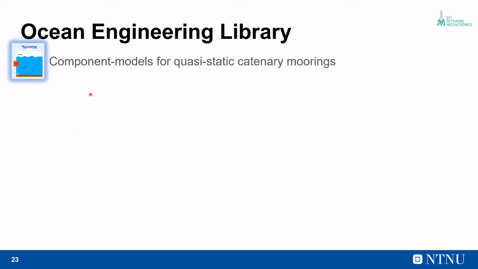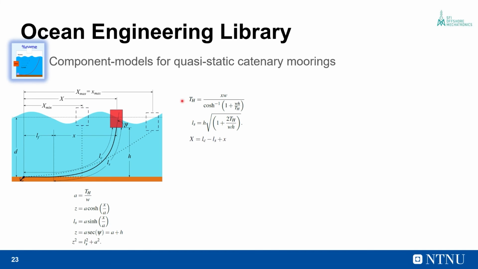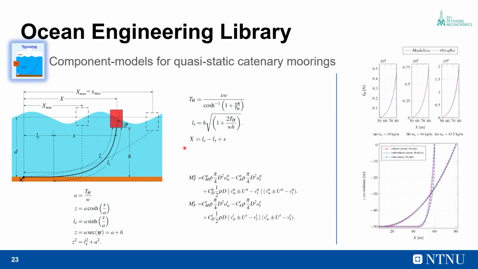In developing the component model for catenary moorings, we use the quasi-static catenary theory, where we basically derive the relationship between the horizontal tension and the x position of the top end of the catenary with respect to the anchor point. And we use the Morison equations again to determine the fluid loads on the mooring line itself. We compare our results with results obtained using OrcaFlex.